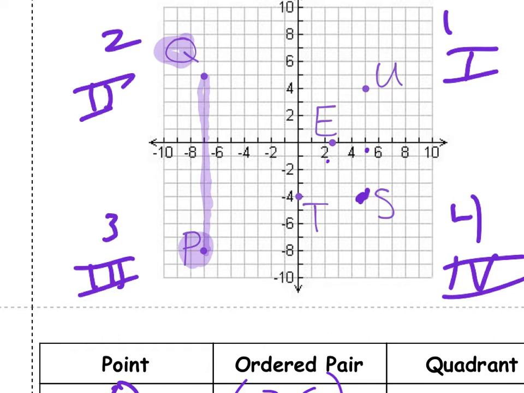But there's another way that you can do that without counting, and I'm going to show you that way as well. So Q was at (-7, 5). I'm going to be using those ordered pairs in just a minute to show you. And then U and S, one way is to just count. So 1, 2, 3, 4, 5. 1, 2, 3, 4, 5, 6, 7, 8.